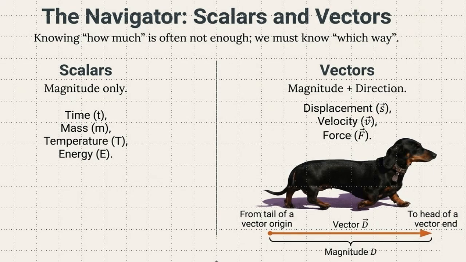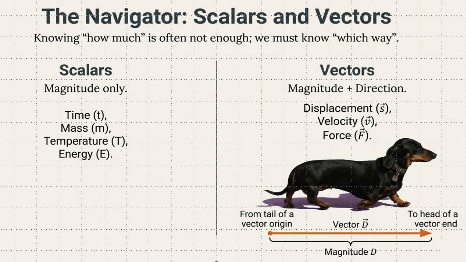Now, let's look at the difference between scalars and vectors. Scalars only have magnitude, which means they measure how much of something there is. Examples include time, mass, temperature, and energy. Vectors, on the other hand, have both magnitude and direction. This distinction is important because knowing just how much isn't always enough. We need to know which way as well. Things like displacement, velocity, and force are vectors.